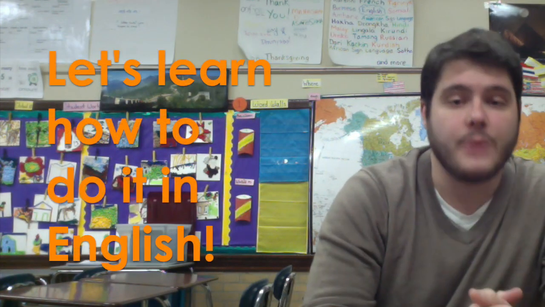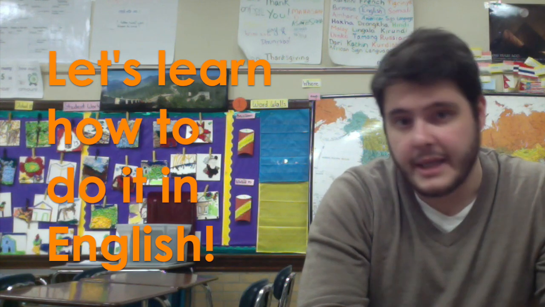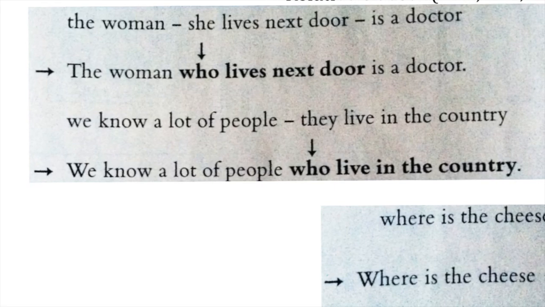Now that you have seen relative clauses in your language, let me show you how we make them in English. Come on, let's check it out. So let's look at the first one. We have two ideas. The woman is a doctor, and also the woman lives next door. We can combine those together, connect them, by doing the woman who lives next door is a doctor. Here we connect this to the woman.